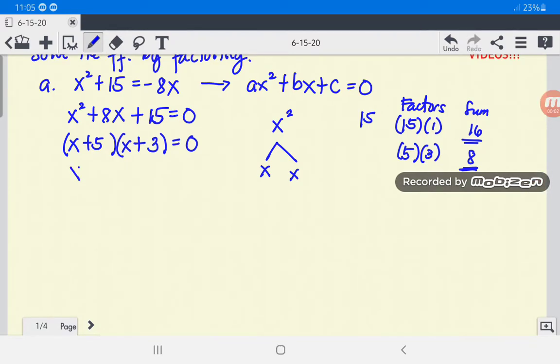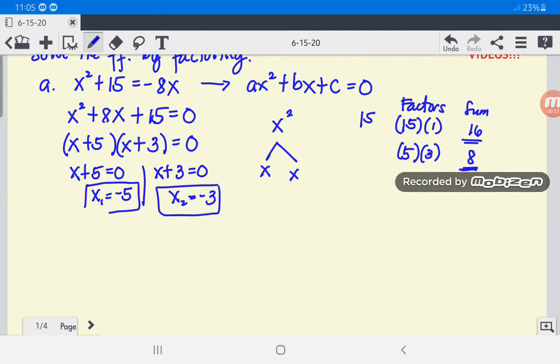Equate each factor to 0. So, we have x plus 5 equals 0. So, our first solution is negative 5, because you transpose 5 to the right side of the equation, or add negative 5, or subtract 5 on both sides of the equation. Then the other one, x plus 3 equals 0. So, x sub 2 is equal to negative 3, when you transpose 3. So, x sub 1 is negative 5, x sub 2 is negative 3.